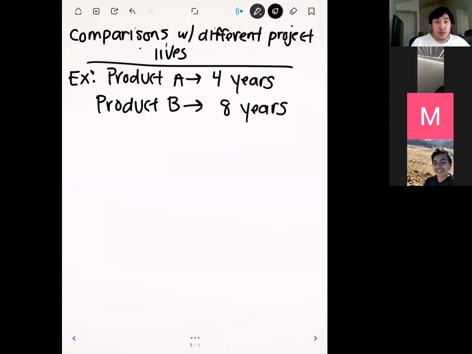We want to be able to compare these two and see which product makes the most economic sense to purchase. We can't just apply our present worth analysis straight up to this because they have different product lives. If you're using the equations to compute these, you're going to plug in different values of n, and you're going to get very different answers, so it's very hard to compare the two. So we cannot apply present worth straight up.